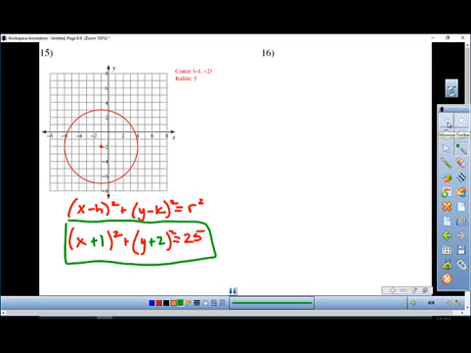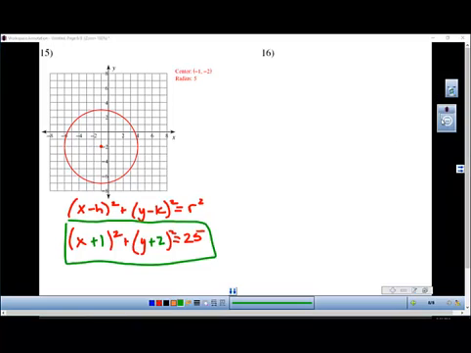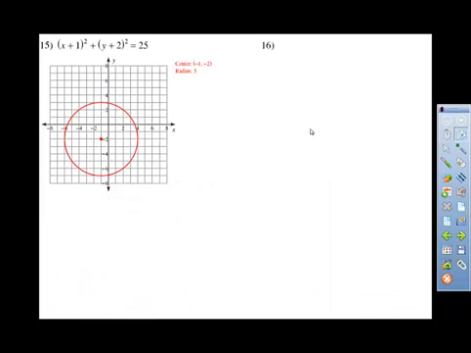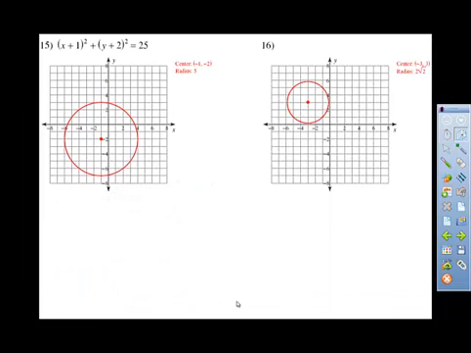All right, so let's try another one. Let's see if you guys can come up with the equation. All right, so I'm giving you the center and the radius. I know it's got a radical. It's okay, you guys can handle this. What is the equation?